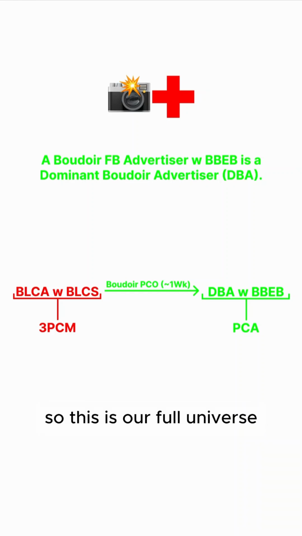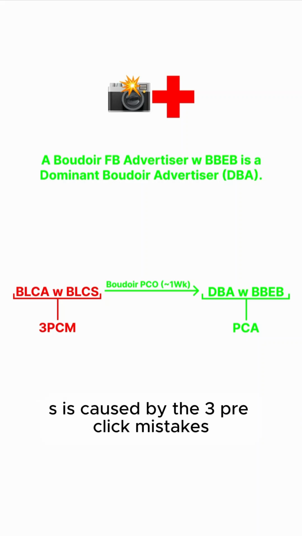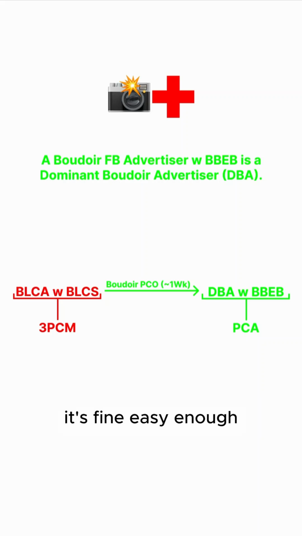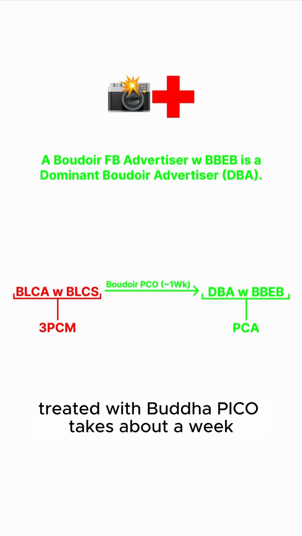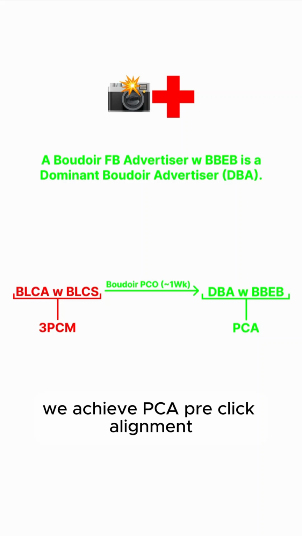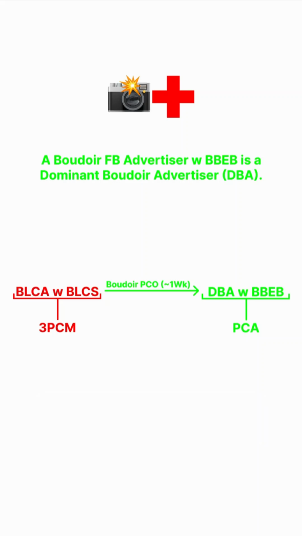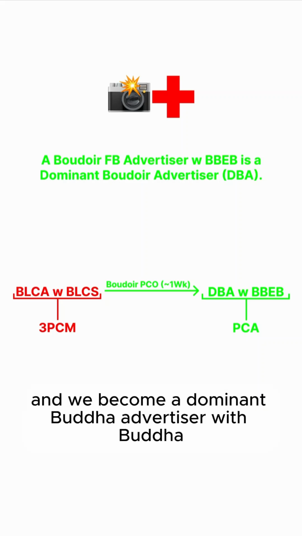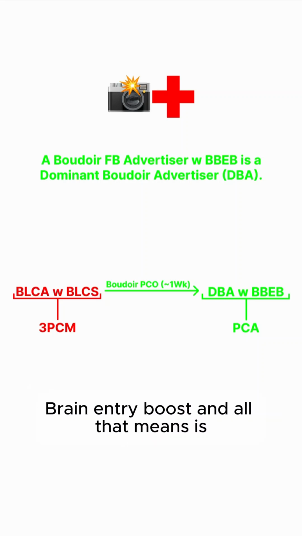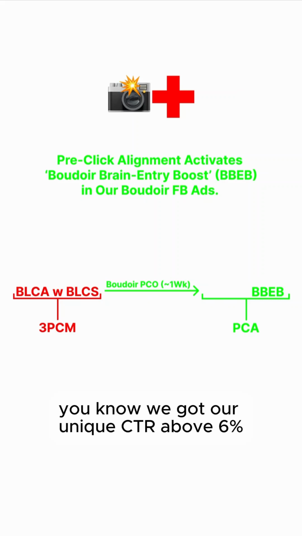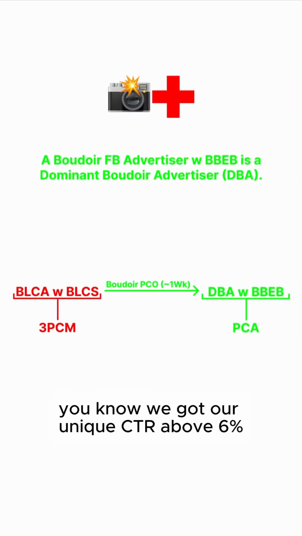So this is our full universe. A BLCA with BLCS is caused by the 3 pre-click mistakes. It's fine, easy enough, treated with Boudoir Pico. Takes about a week. We achieve PCA, pre-click alignment, and we become a dominant Boudoir advertiser with Boudoir brain entry boost. And all that means is we got our unique CTR above 6%.